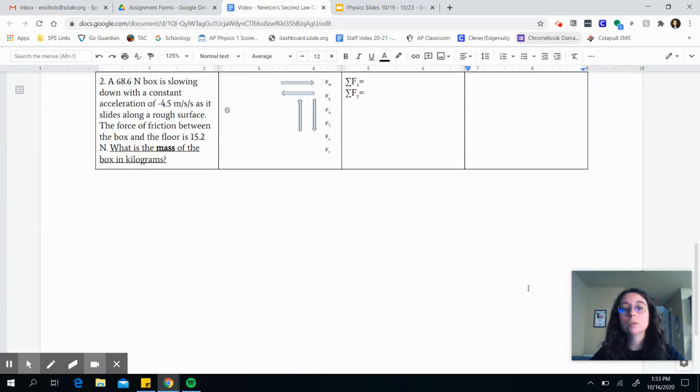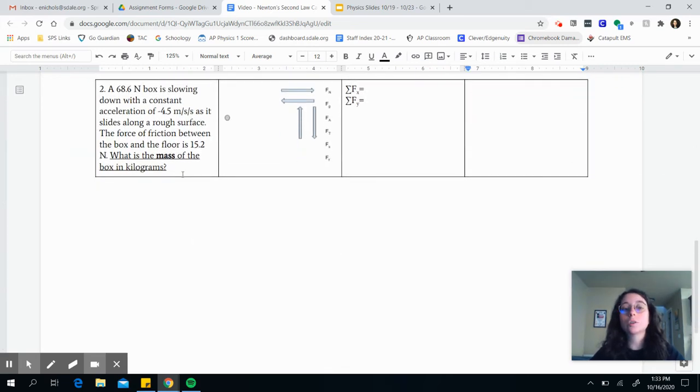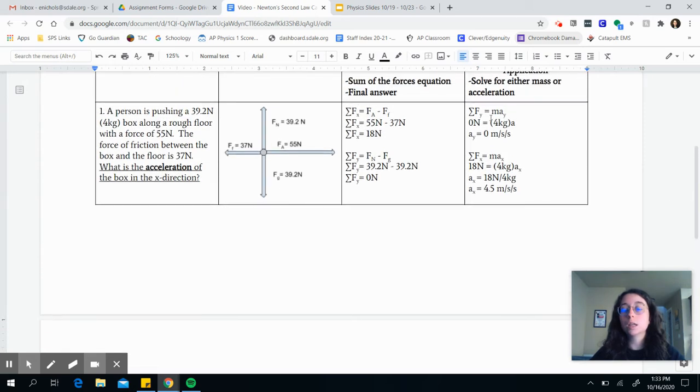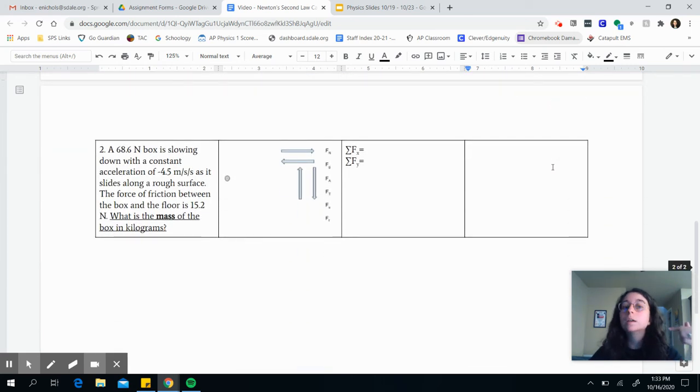Let's look at number 2. This time we're going to be asked to solve for mass. So we're still actually going to end up using the same formulas we did before, the fact that force is mass times acceleration, but we've got to do the other grunt work first.